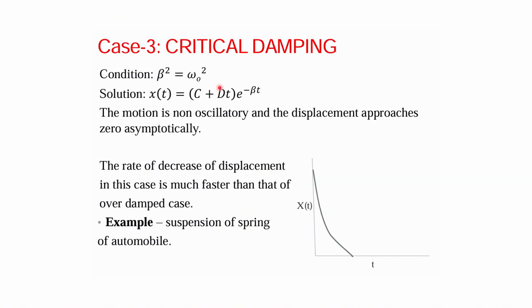And the last is critical damping, when the damping is just right, meaning this condition. The system returns to equilibrium as fast as possible without oscillation. This motion is smooth and non-oscillatory, but quicker than the overdamped case. It's the ideal balance between responsiveness and stability.